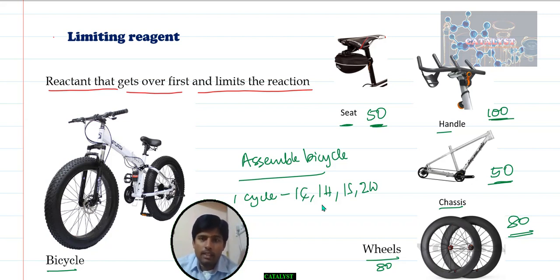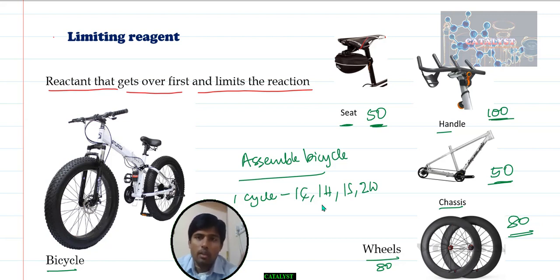Now we start assembling. So if we look at the quantities given here, we have 50 seats. That means, if we see only the seats, there can be 50 bicycles formed. We have 100 handles which are not needed actually, because only 50 seats are there. So we need only 50 handles, 50 will be extra. 50 chassis are there and we have 80 wheels. Now you see each cycle requires 2 wheels. So 80 wheels means 80 by 2, that will be only 40 cycles assembled.